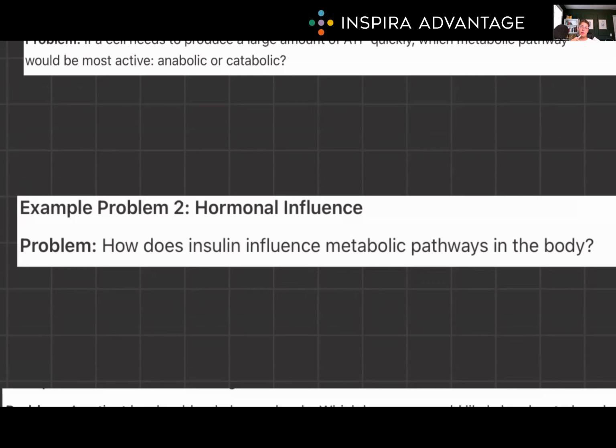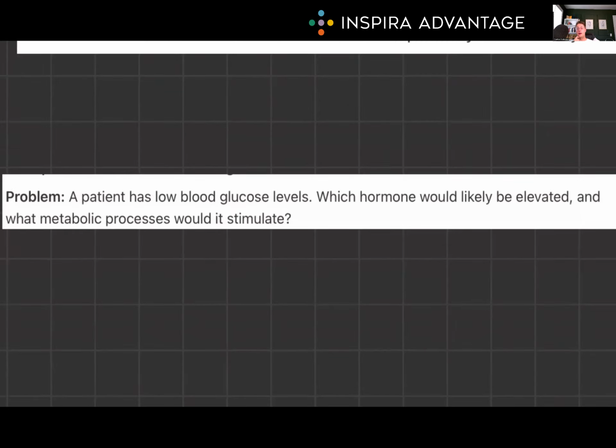Insulin promotes anabolic pathways. It encourages the synthesis of glycogen, fats, and proteins, while inhibiting the breakdown of these molecules. It facilitates the storage of energy in the form of glycogen and fat, while promoting the uptake of amino acids for protein synthesis. Broadly speaking, anabolism time. It's building stuff.